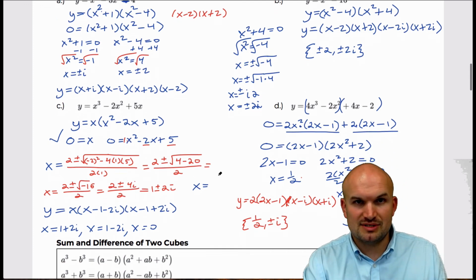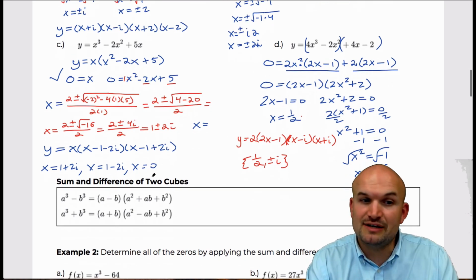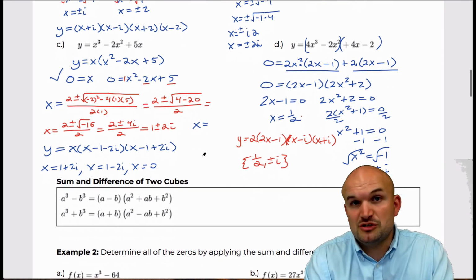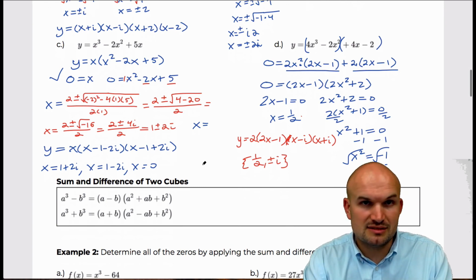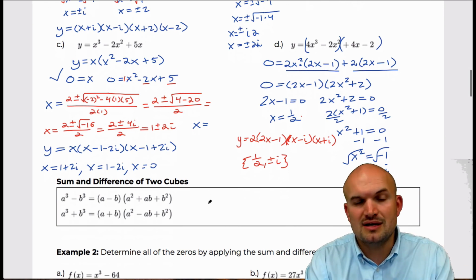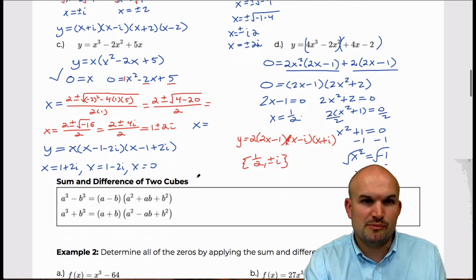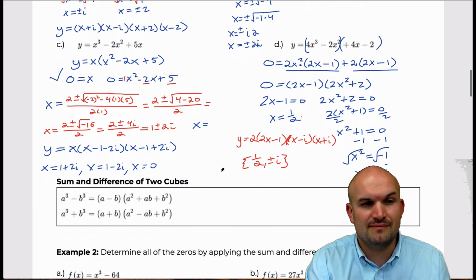But next, we'll just take a look at the sum and difference of two cubes, which is basically a special case of a polynomial, very similar to the difference of two squares, but for solving, it's going to come with a little bit more application. So that's what we'll get into right now.